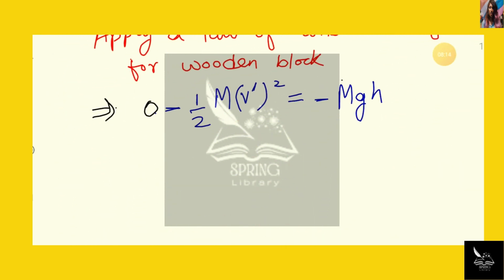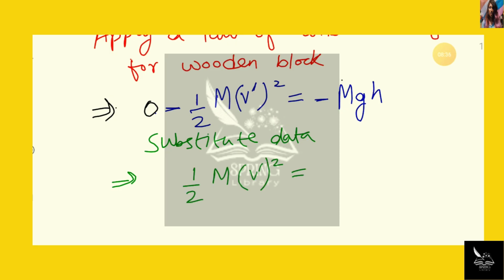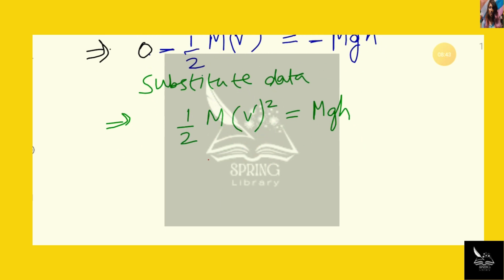So now the next step is to substitute the data. Here minus to minus, the negative sign on both sides will be cancelled out. So half m v dash square is equal to m g h, or after dividing by m on both sides, the result will be half v dash square is equal to g h.